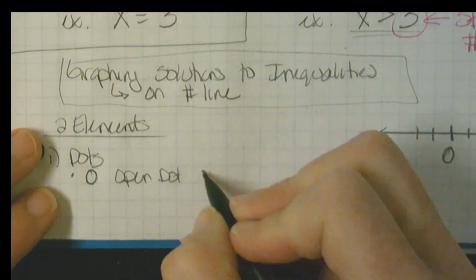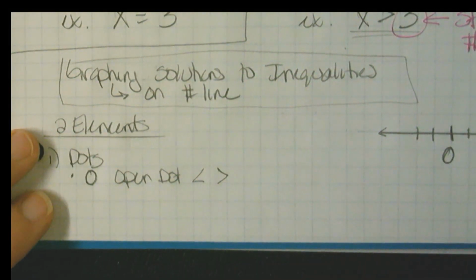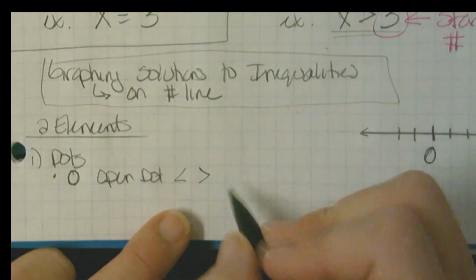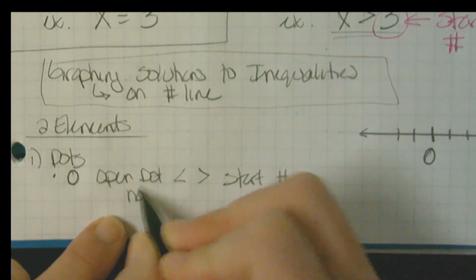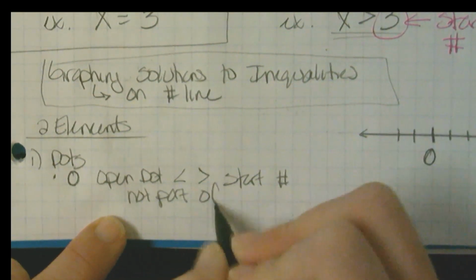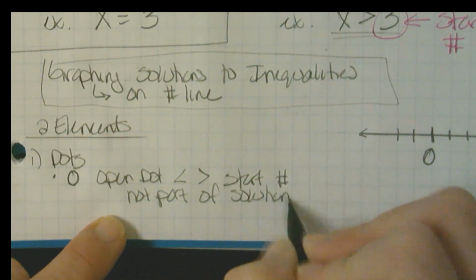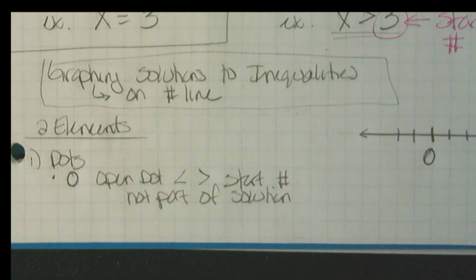This is when we have a less than or a greater than. And this is when the start number is not part of the solution. So our solutions start there, it does not include it though, because there's no equal to part, right?